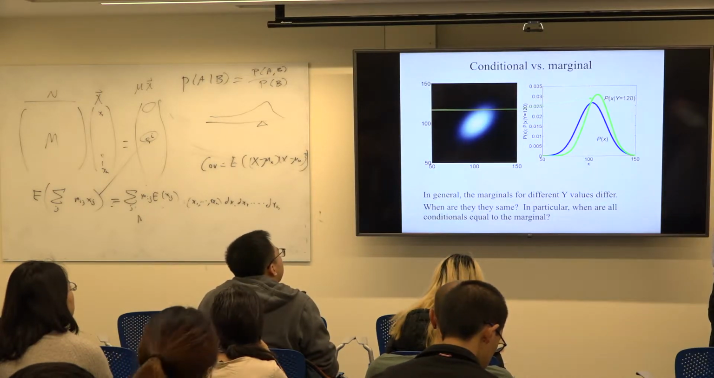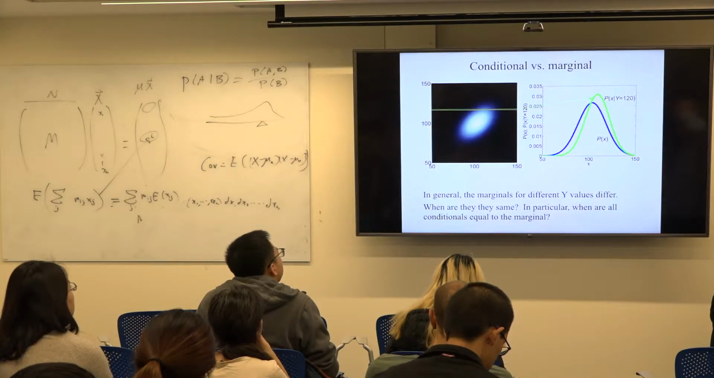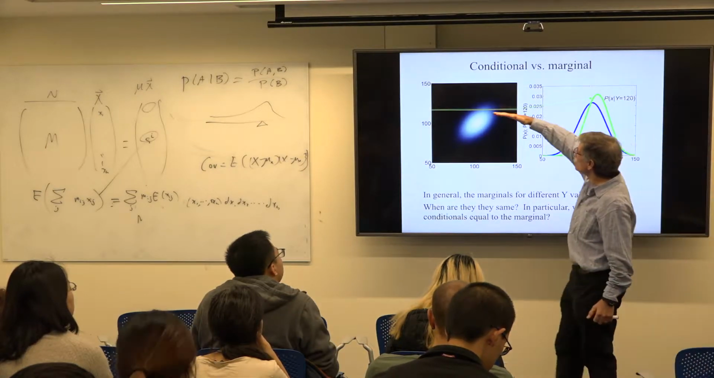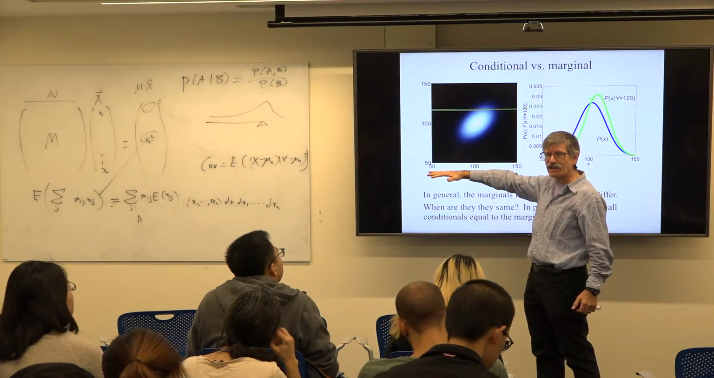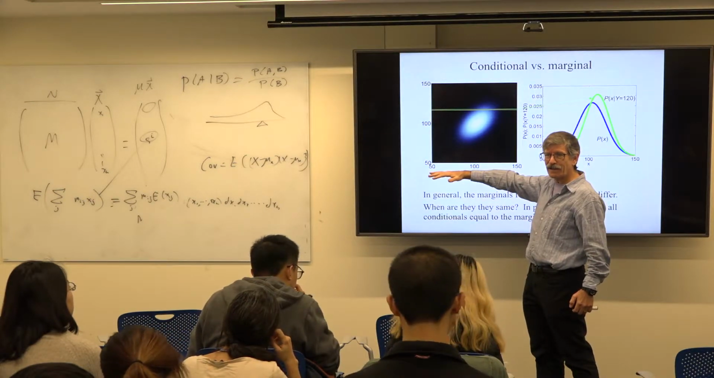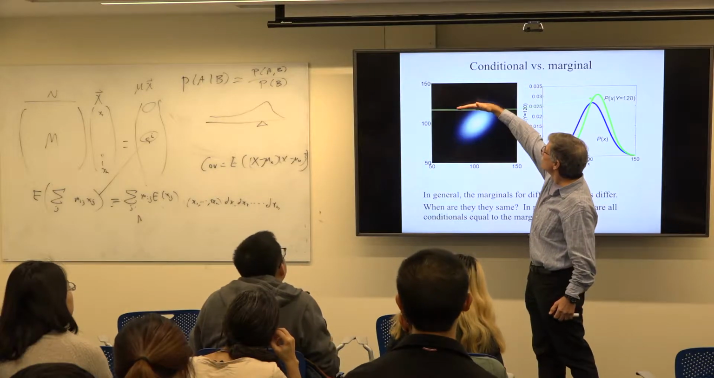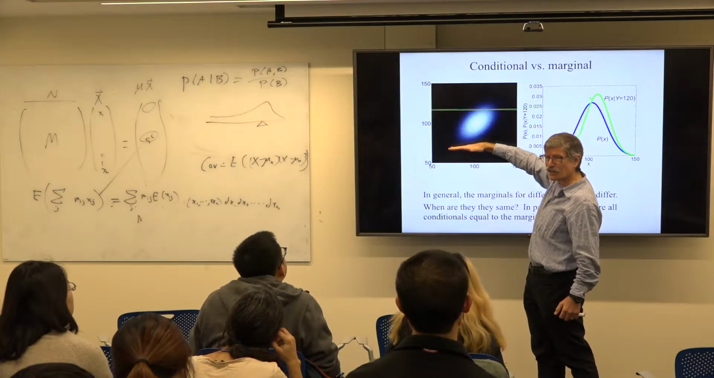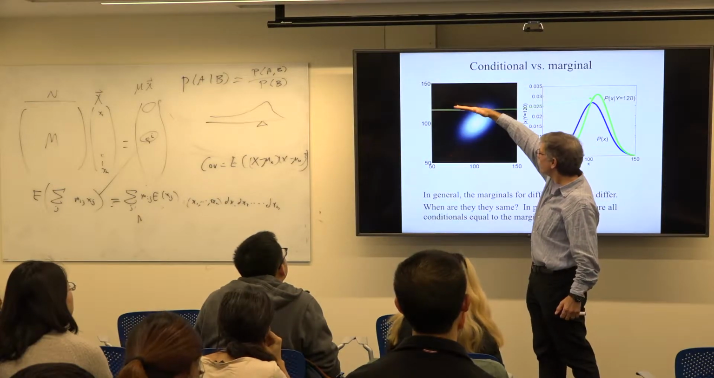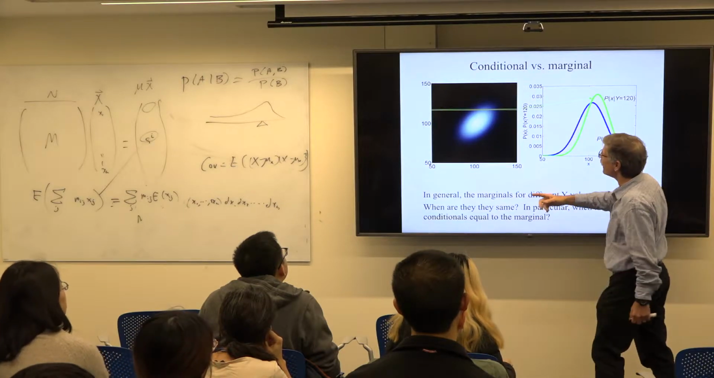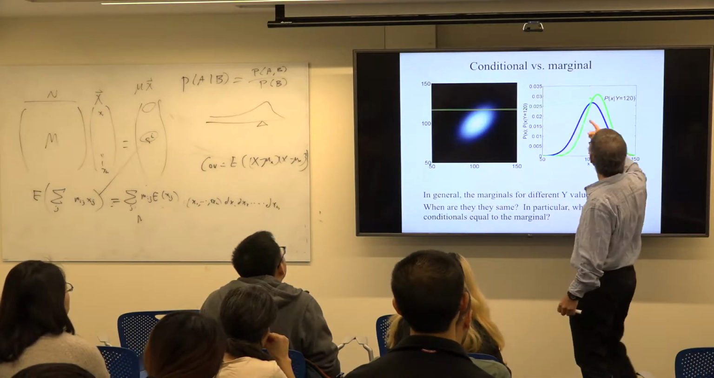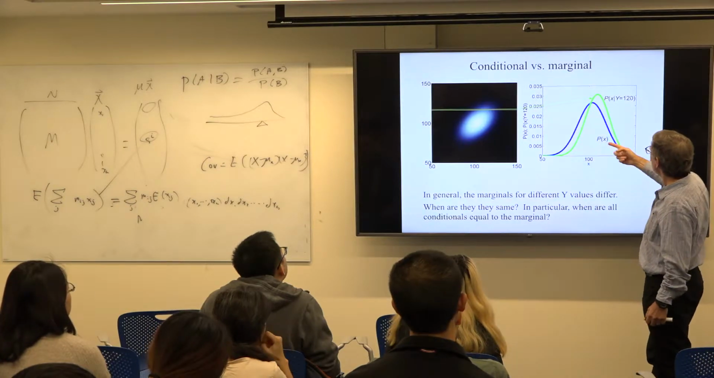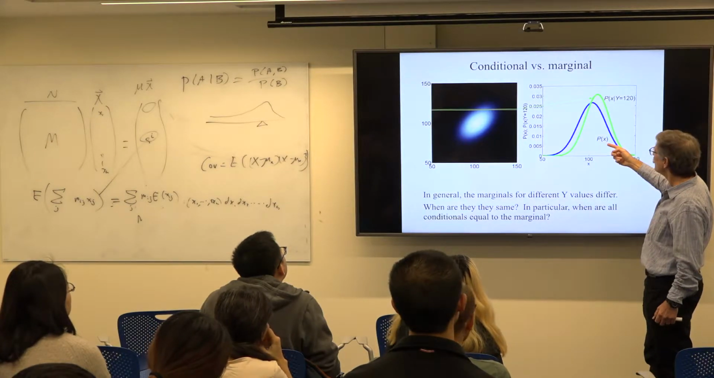Okay, so we've talked about conditionals, we've talked about marginals. Marginals are when you take this whole density and smash it down onto the axis. So that obviously takes into account not just this marginal, but this marginal and this marginal, all these marginals. Okay? So when we smash it down, we'll get something that, in this case, will be centered on 100. So that's the blue one. That's P of X, the marginal.